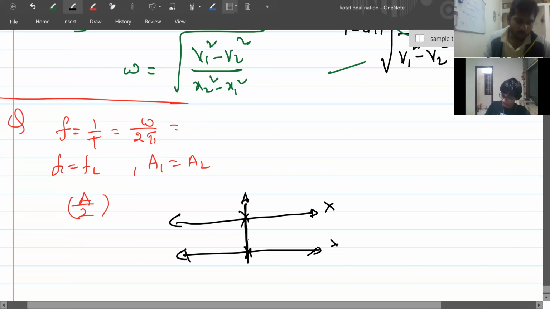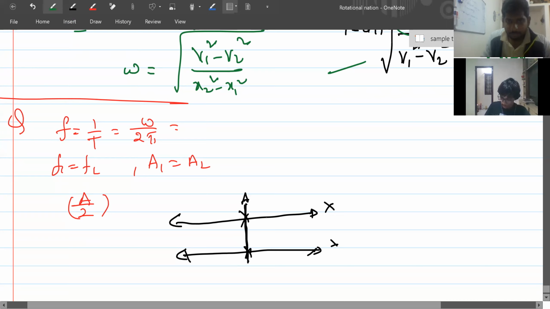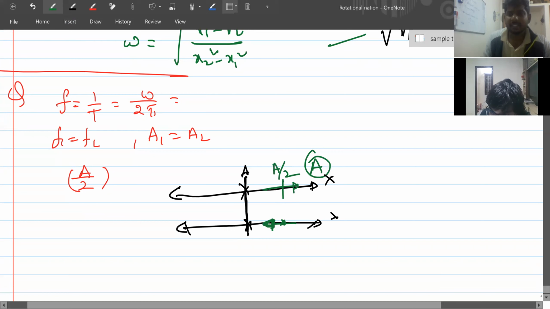The phase difference is the key. Here, the particles are crossing each other when they are at A by 2, right? When the displacement is half of the amplitude. That means when they are at A by 2, one particle is moving in this direction, and the other particle is moving in the opposite direction, right? Both have the same frequency, the same time period, and the same amplitude, everything, right?